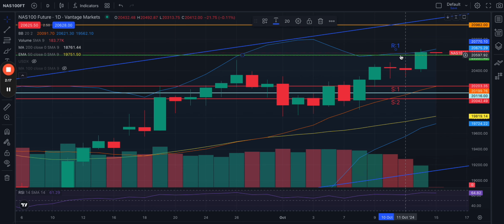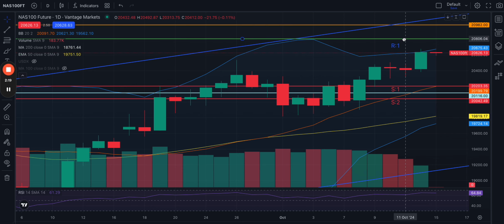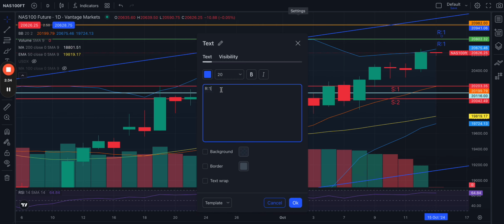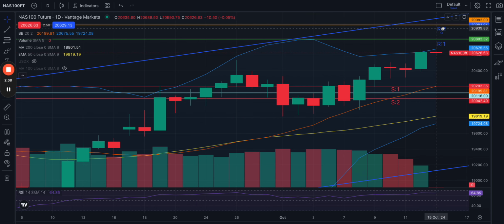So the first level is going to be at 20,800, and then for the second one, let me just clone this real quick and change that to resistance 2. So we use the all-time high as a resistance. All right, so that's what we're going to be looking at for this week.